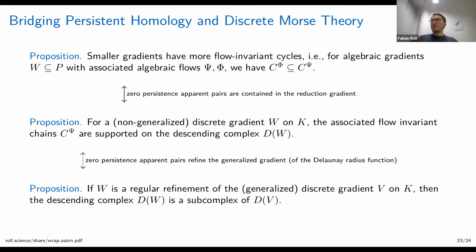So this is what we do in the paper, and this is actually the proof strategy of our main theorem, which then shows that the lexicographically minimal cycles, which can also be expressed as the cycles invariant under the flow associated to the reduction gradient, which lives here on the top in this object, is actually contained in the wrap complex, which in this case is this object.